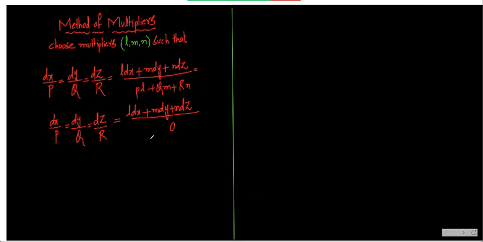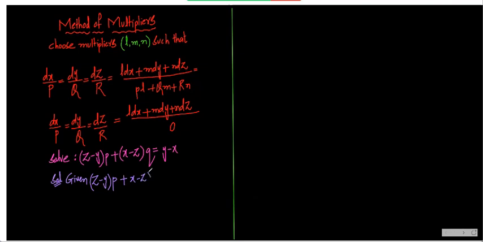One question we can see, so that you can easily understand the concept. So the question is, solve (z minus y) P plus (x minus z) Q is equal to y minus x. As I said, step number 1 is the same. You have to write whatever is given: (z minus y) P plus (x minus z) Q is equal to y minus x.